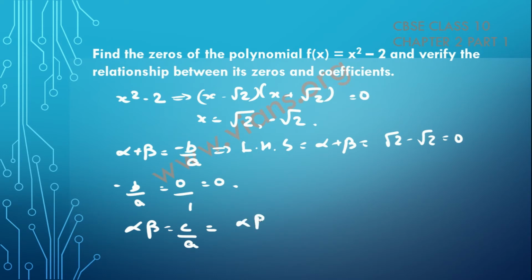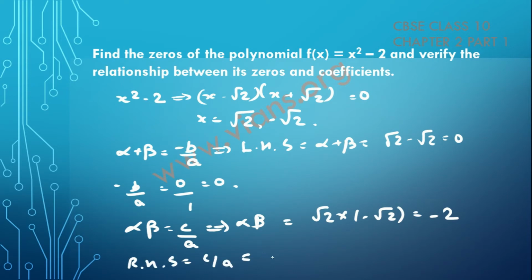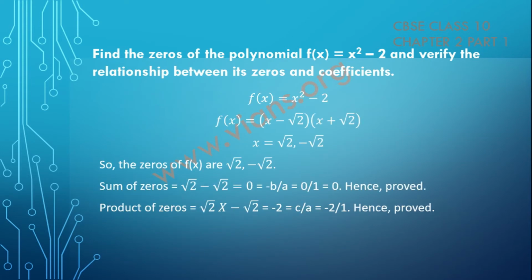And if I had to prove alpha beta is equal to c by a, I would get LHS is equal to root 2 into minus root 2, so that would be minus 2, and RHS would be equal to c by a, that's minus 2 by 1, so that's again minus 2, hence proved that that is true. You see, that's exactly what we've done over here as well. So you're getting the same minus 2 and 0, and you're getting the same roots. So that's the particular solution to this equation.